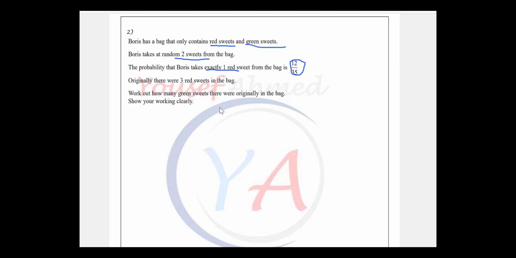So let's say, sorry, the red were 3. Red is 3. Let's say the green are x. So the total number of sweets in the bag is x plus 3. Taking 2 sweets, exactly 1 of them is red. What does it mean? It means he may have taken a red sweet and then green, or he took green then red.